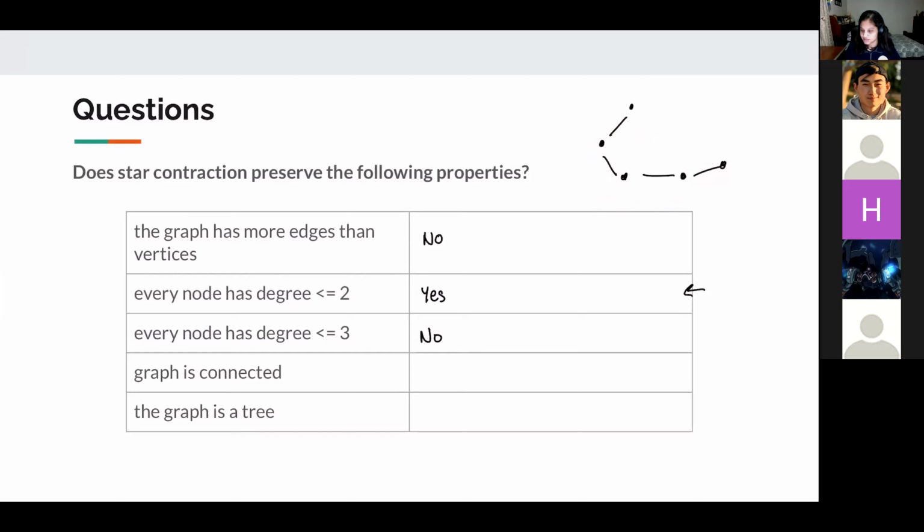Yeah, I guess it is just a tree. Wait, I'm a little confused about the chat. Okay, so the definition of a tree is, I believe, no cycles and the number of edges is equal to n minus 1.